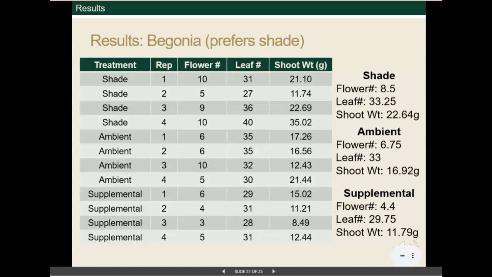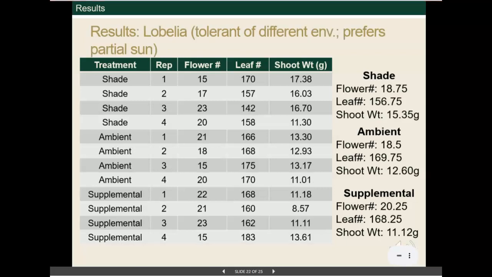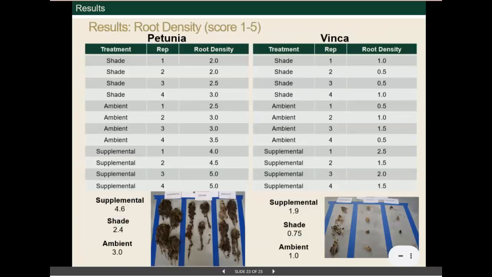Begonias have the most blooms in the shade treatment and the highest leaf count and shoot weight. This is what we expected to see. Again, lobelias were all over the place and didn't seem to perform better or worse in any of the treatments. Here is the root density data for petunias and vincas. Remember, we applied a value of between 1 and 5 to indicate our root density scores. I took the average of these scores across the replications to get a final root density value.